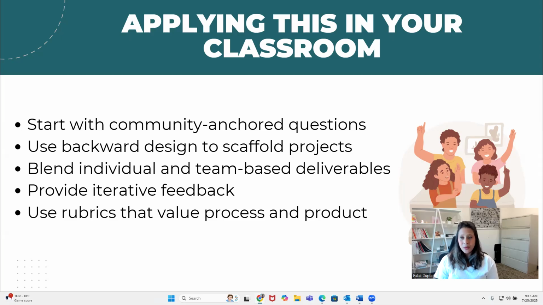Finally, employing rubrics that value both process and product has been really helpful. This recognizes student efforts and creativity as well as final outcomes, fostering a more comprehensive learning experience. So these methods not only enhance learning, but also prepare students for real world challenges.